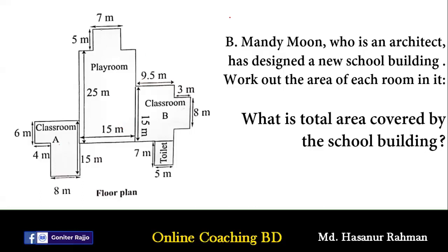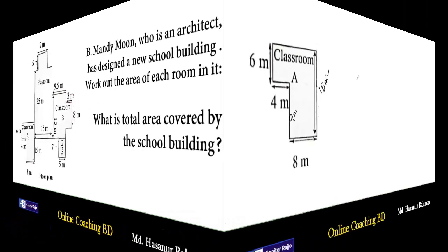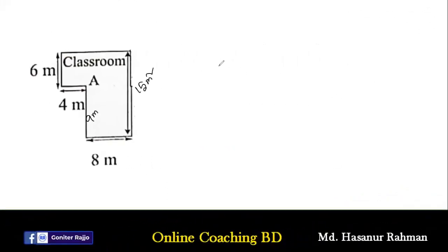So this is very simple. How can we solve it? We can solve it by finding out the area of each room. So at first, we have to find out the area of classroom A. So what will be the area of classroom A?